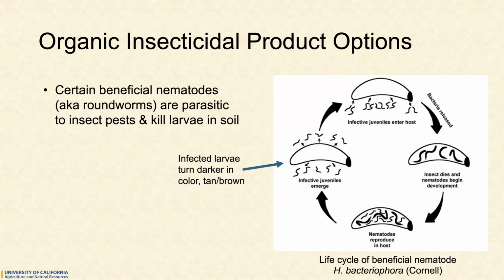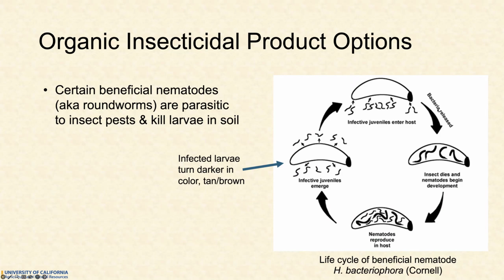Okay, so our first organic insecticidal product option is beneficial nematodes. These are also known as roundworms. They are parasitic to insect pests and they kill larvae in the soil. So here's what their life cycle looks like. We're going to start up here. We see infective juveniles enter the host. These little wormy guys represent nematodes that are going to parasitize this cucumber beetle larvae host.